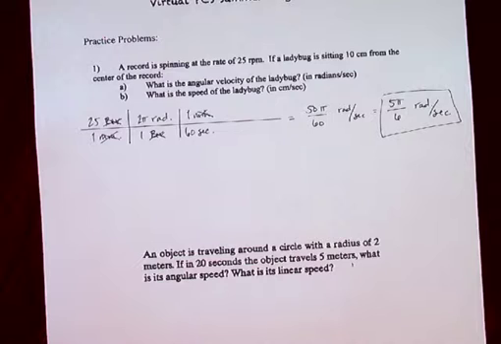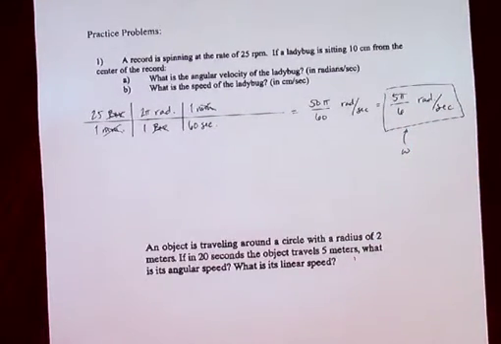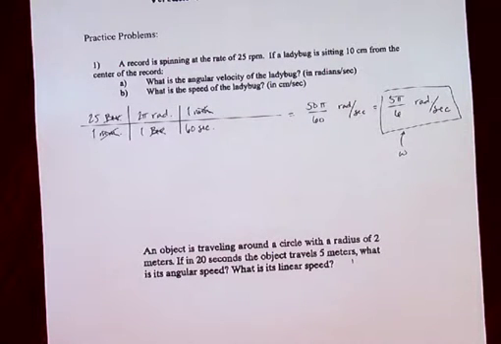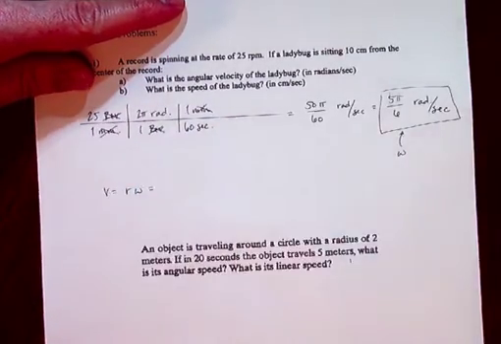It simply required us to convert a rate that we were given into the rate that it was seeking. But if I want to figure out the linear speed at which the ladybug is spinning around while sitting on top of this record, and I need it in centimeters per second, I need to recognize that this is, of course, omega. That is my angular speed. And in order to get my linear speed, I need to multiply omega times the radius.